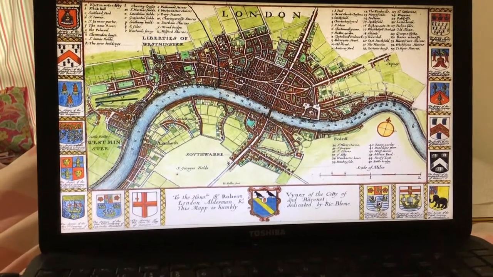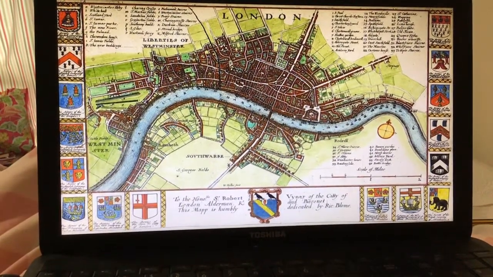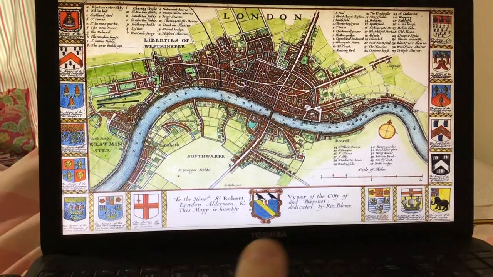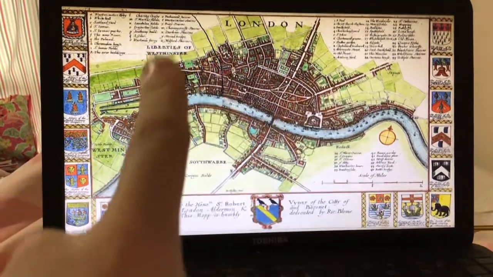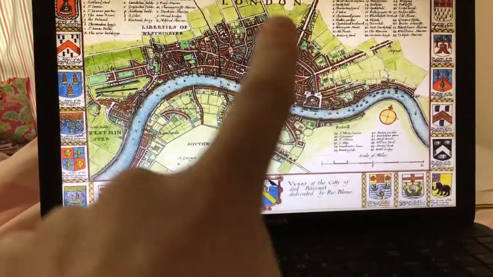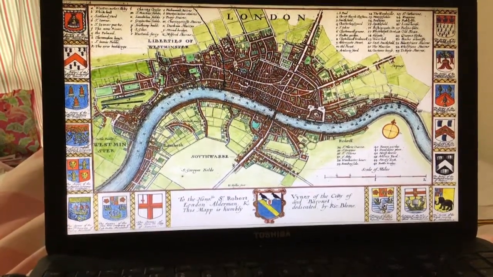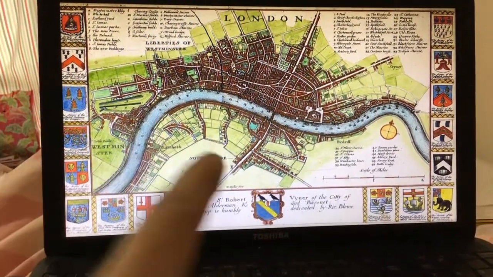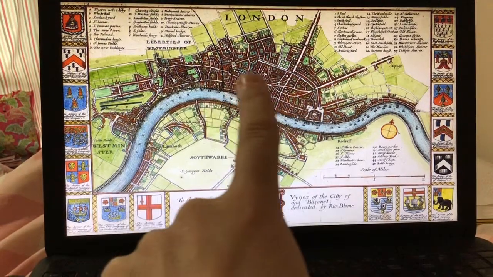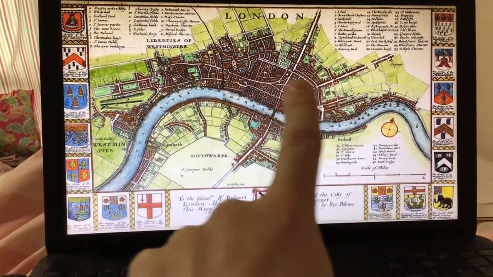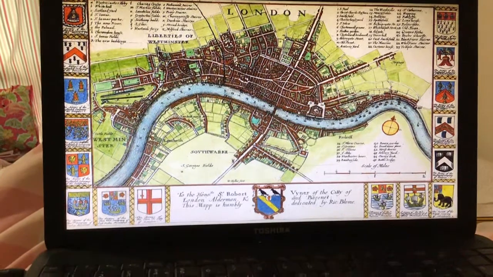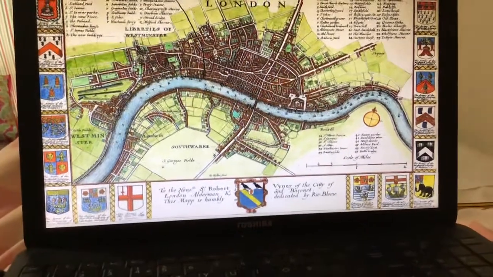So the man actually drew it in 1667, which was the year after the fire, but he drew it of London before the fire. So this is London in 1666 before September. Because I'm sure that if somebody was drawing London after the fire, all this would be gone probably. Yeah, so very, very interesting map.